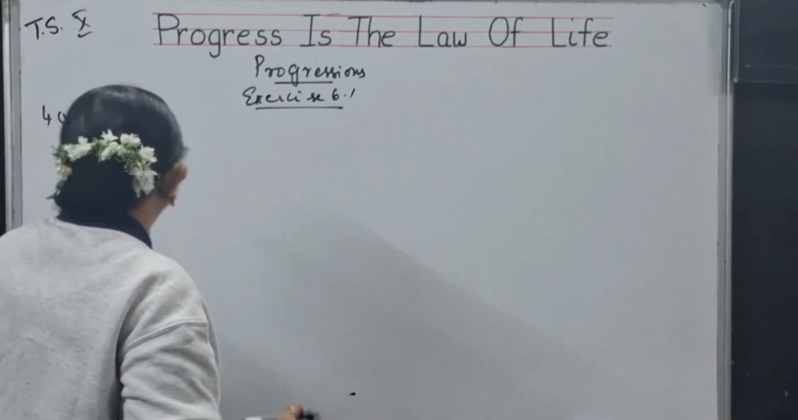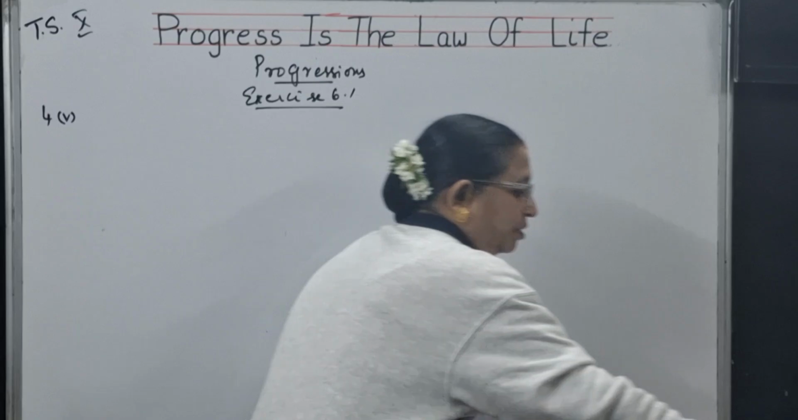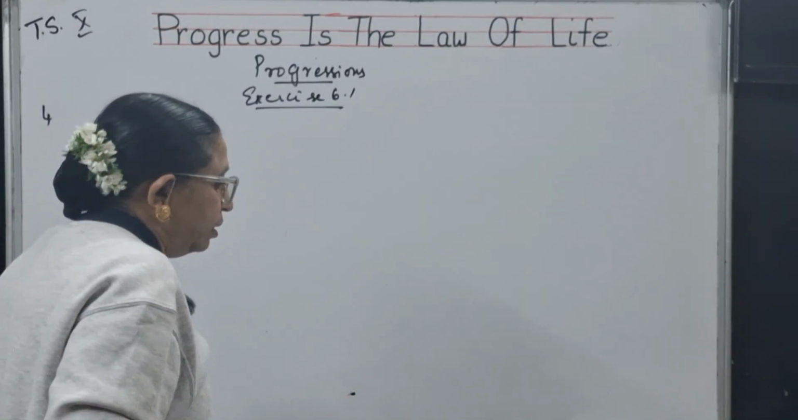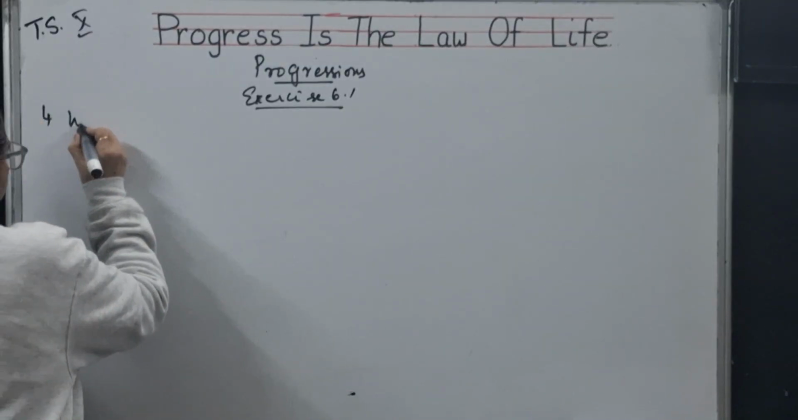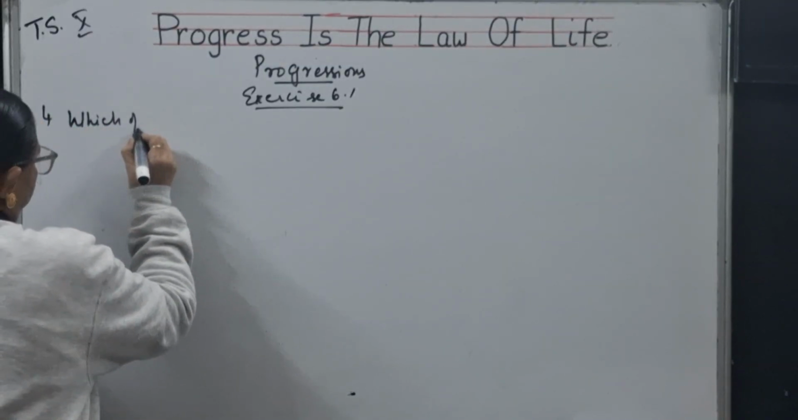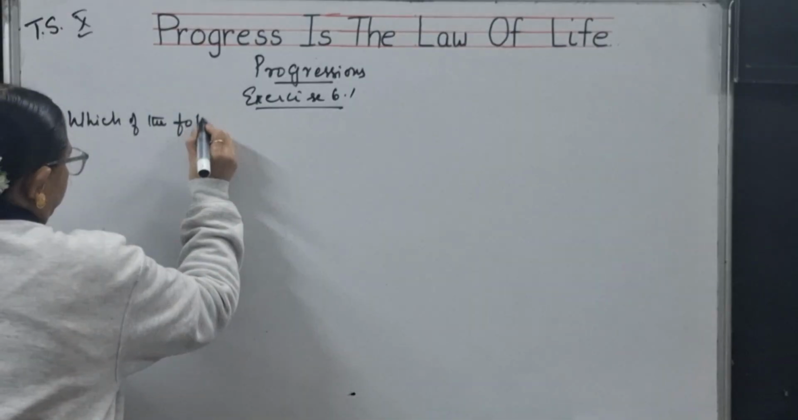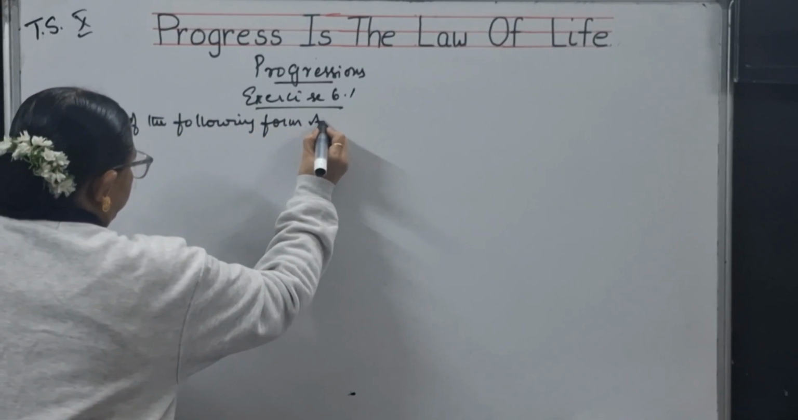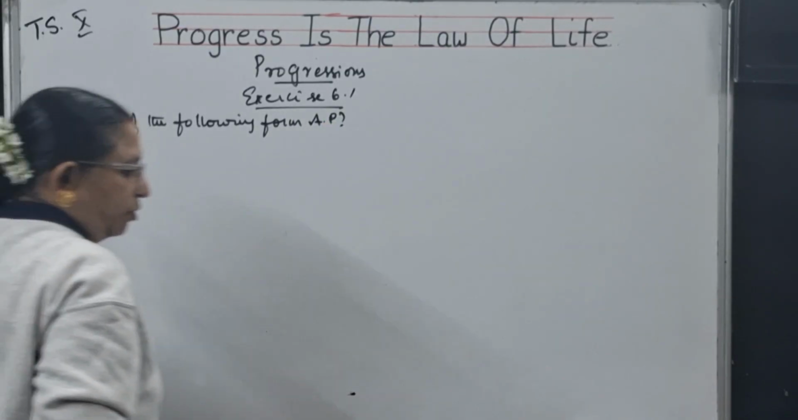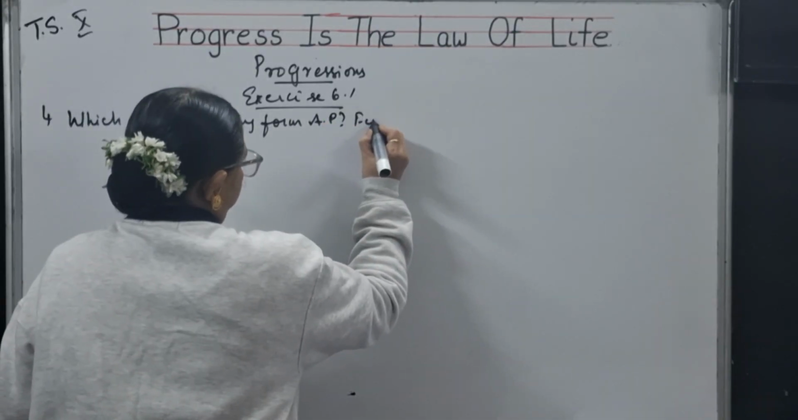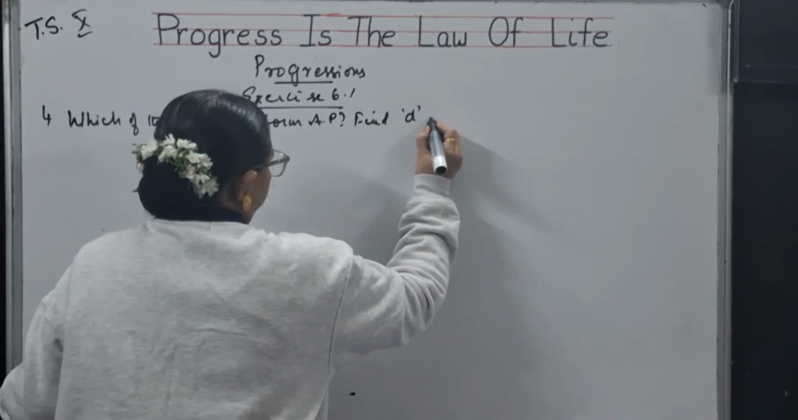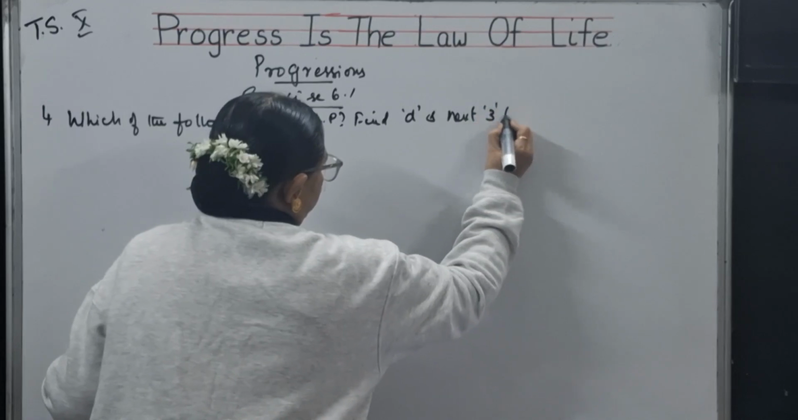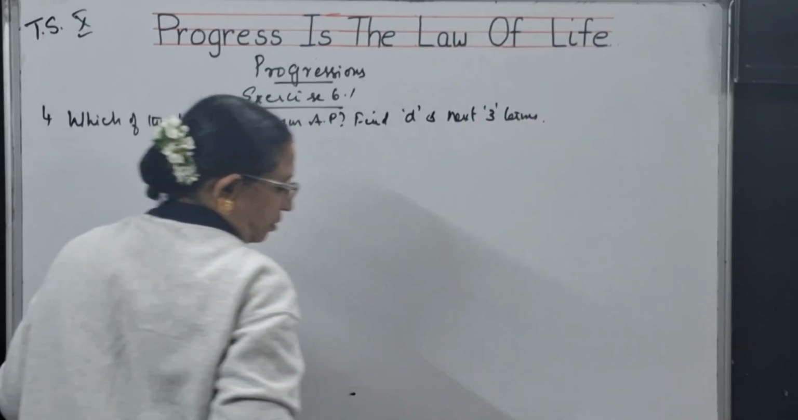What does the fourth problem say? Which of the following form an AP, and if they form, find common difference and next three terms. This is the question, children.